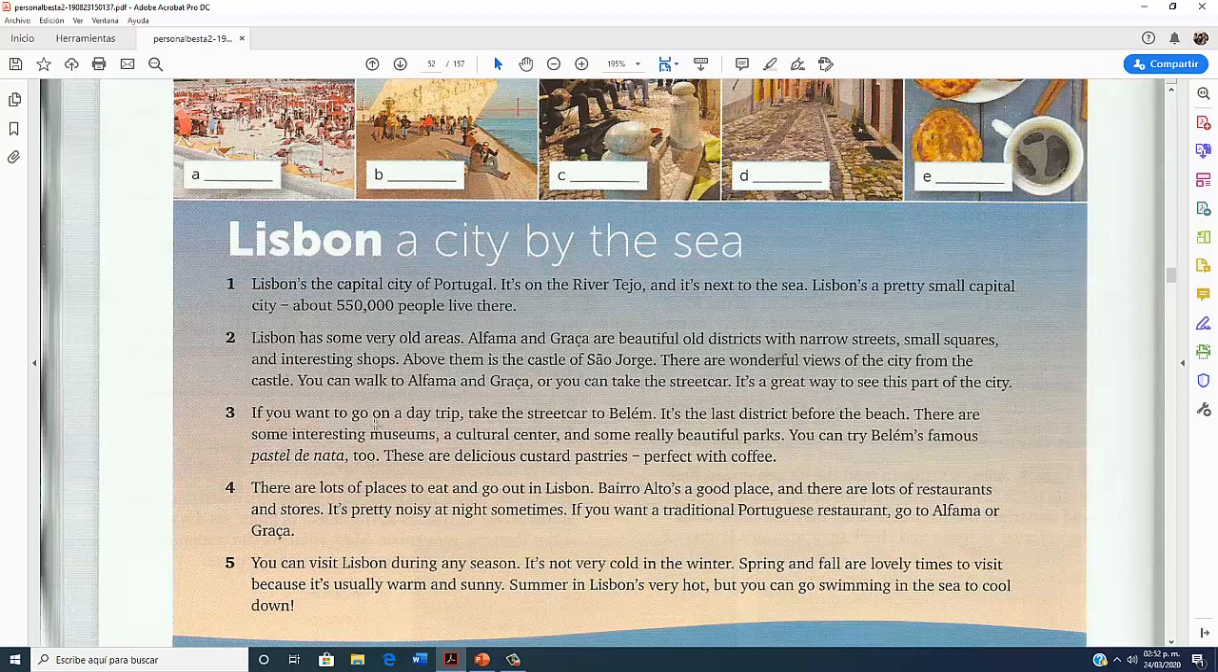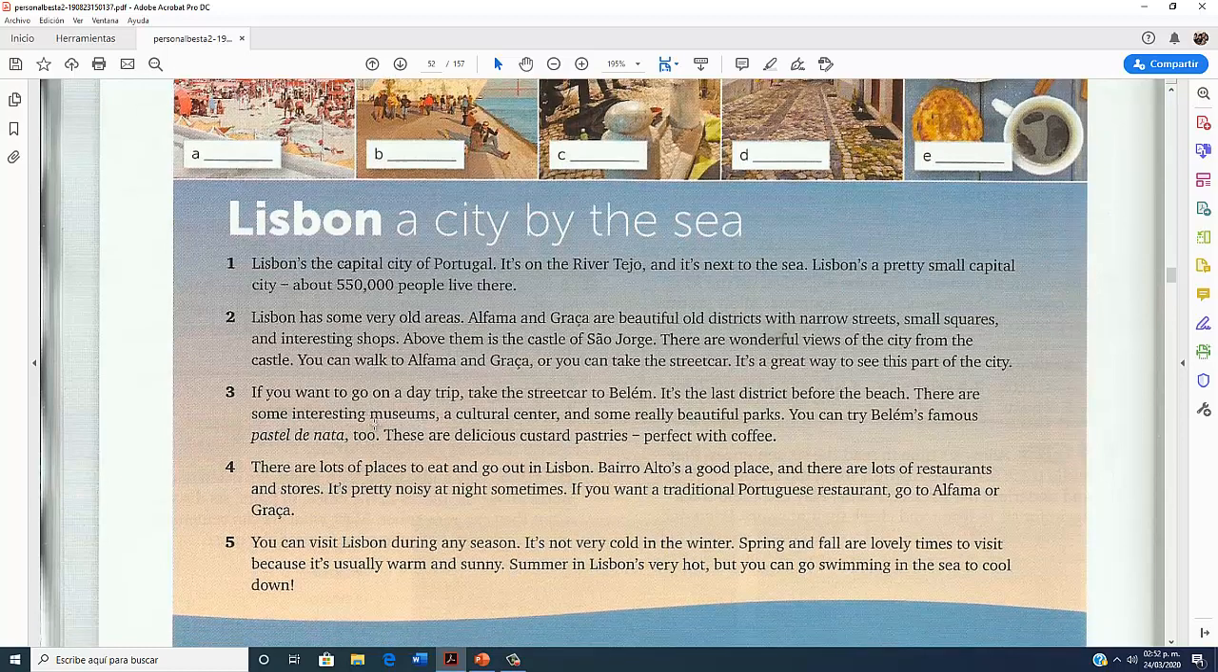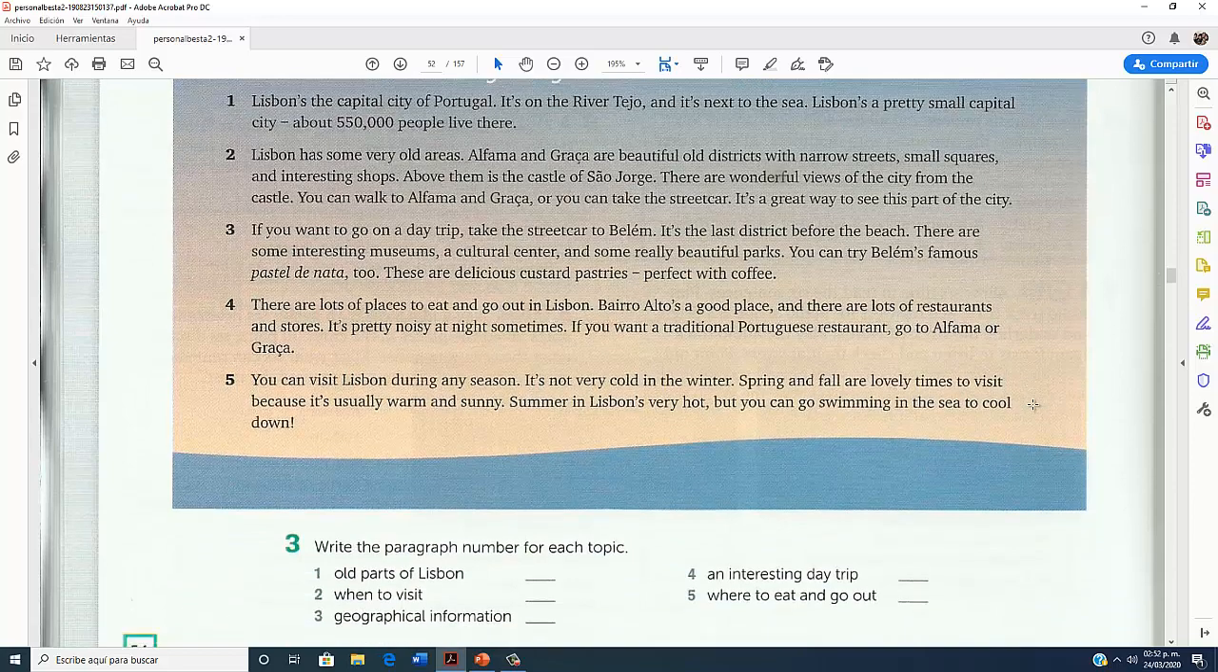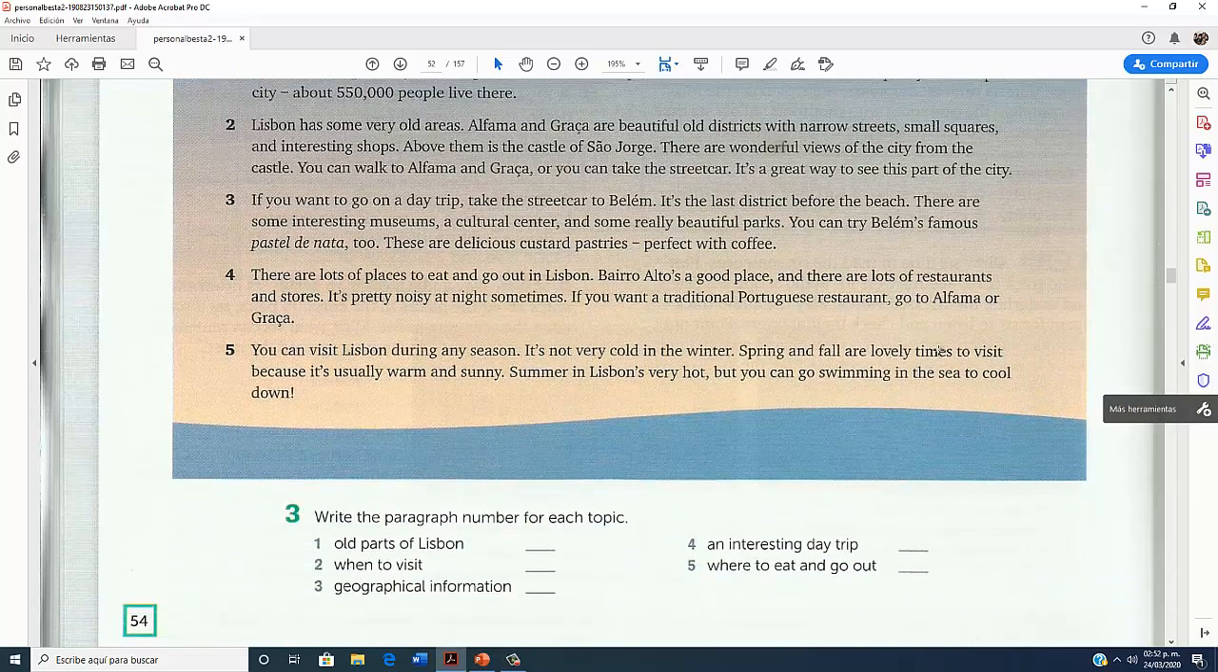If you want to go on a day trip, take the streetcar to Belém. It's the last district before the beach. There are some interesting museums, a cultural center, and some really beautiful parks. You can try Belém's famous pastel de nata, too. These are delicious custard pastries, perfect with coffee.